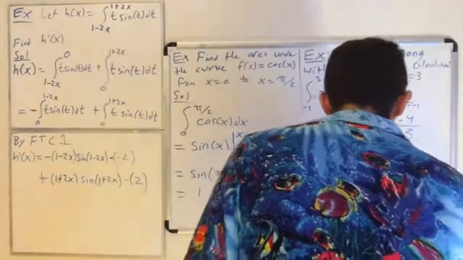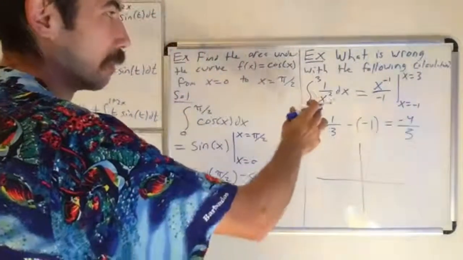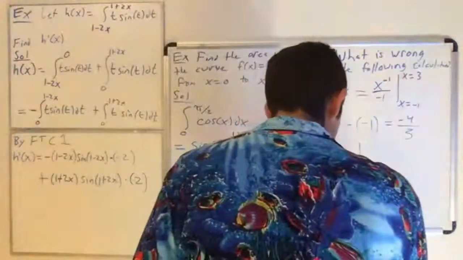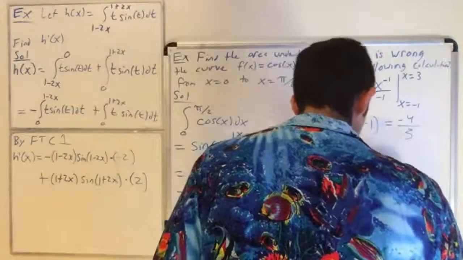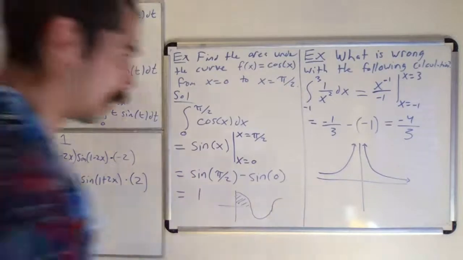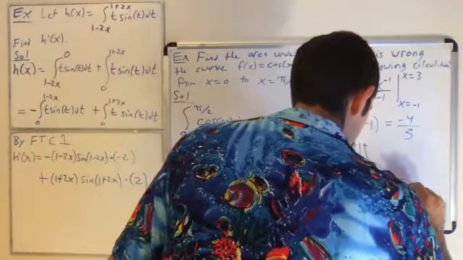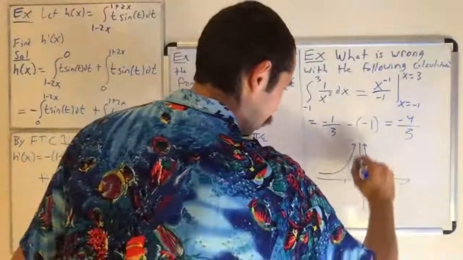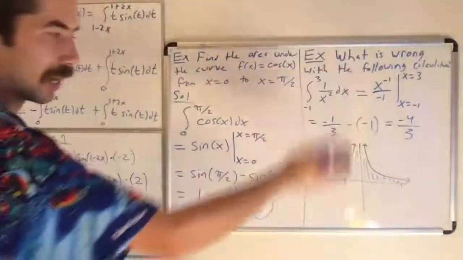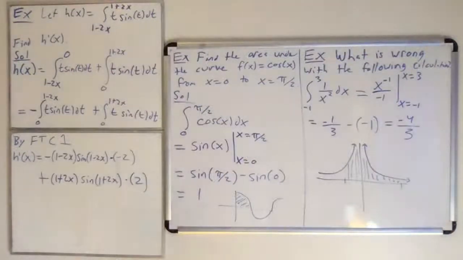Well, if we sketch the curve y equals 1 over x squared, it looks something like this. And so if we go from -1 to 3, we'd be finding the area of this region, which is all above the x-axis, right? So the answer should be positive if we did it correctly, but we got -4/3. So what's wrong? Where did we go wrong?